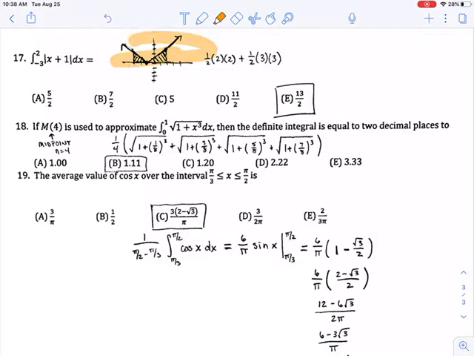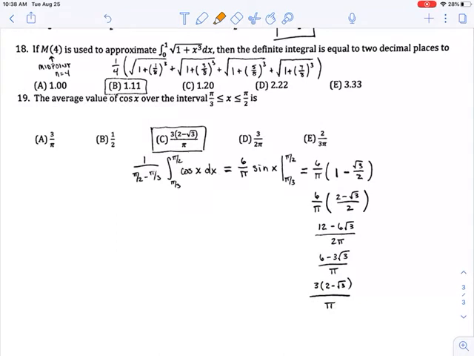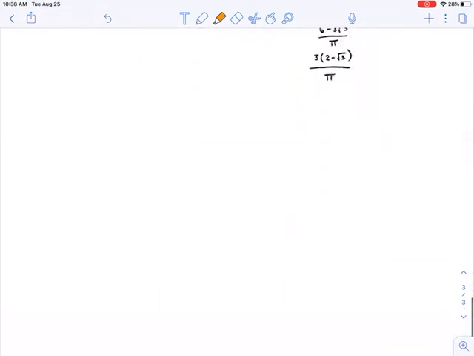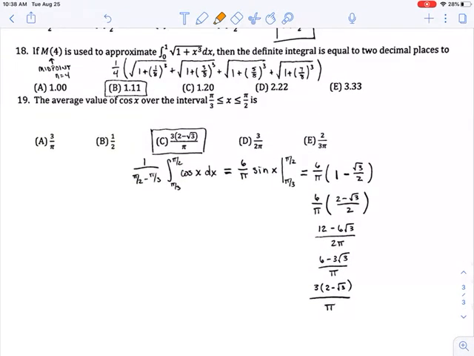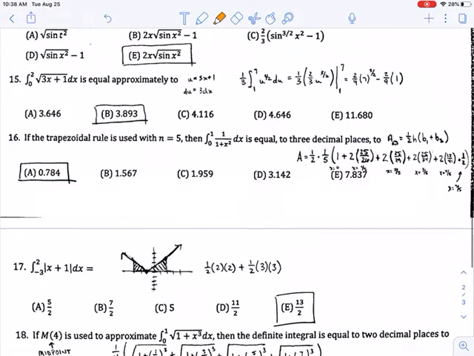16 is A. Remember, this is how we find an area of a trapezoid, and we have to do that over and over. 17, we have to use some geometry to help us. E. 18 is B. 19 is C.